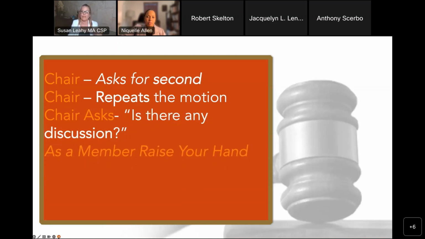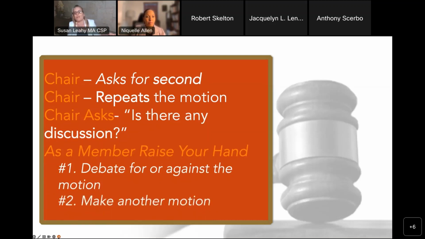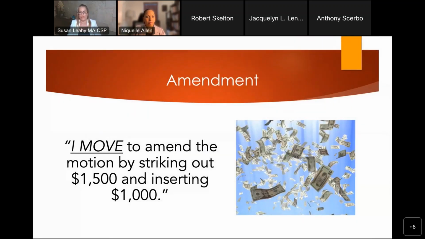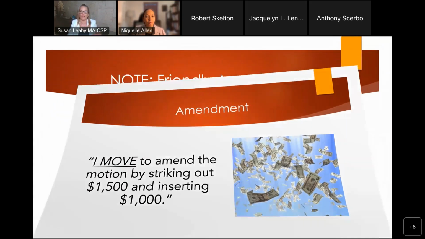Once that happens, you can raise your hand. You can do one of two things. This is the rhythm. You can debate for or against the main motion, or you can make another motion. So in this example, we're going to have someone make another motion. In this case, somebody makes an amendment. I move to amend the motion by striking out 1,500 and inserting 1,000. This then continues the rhythm. The chair will ask for a what?